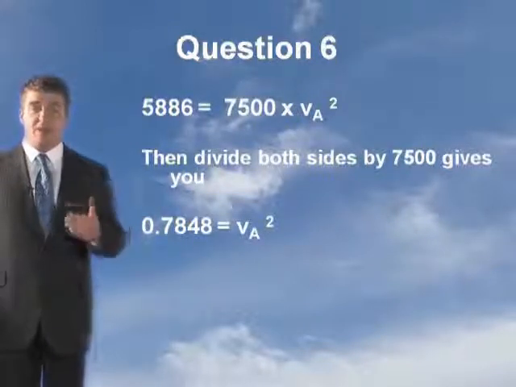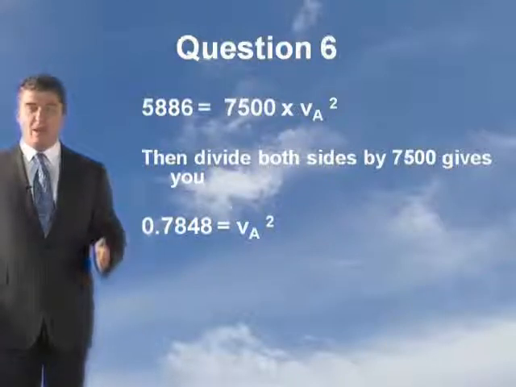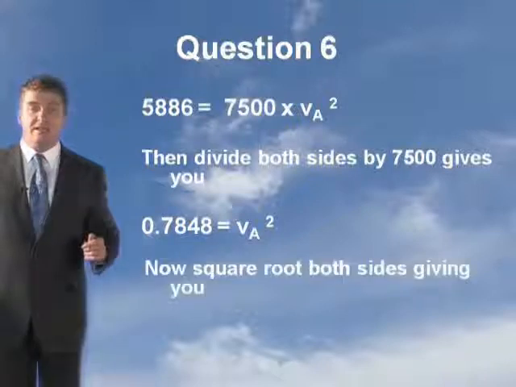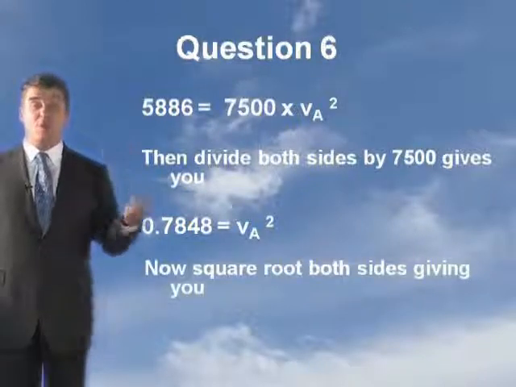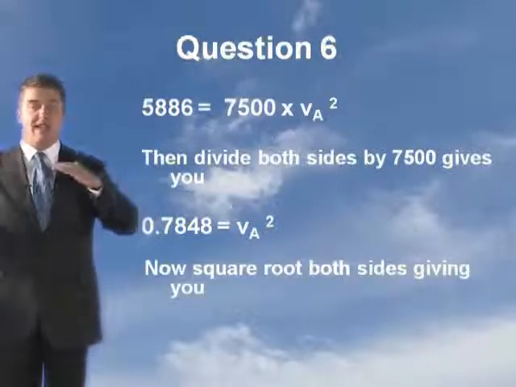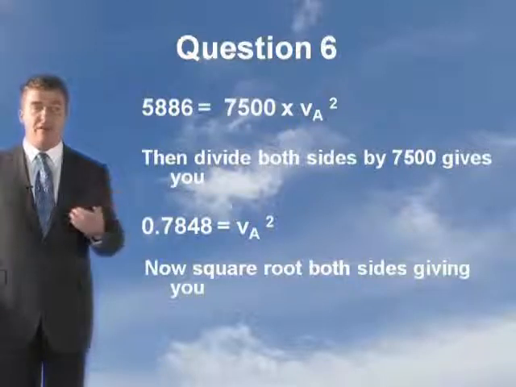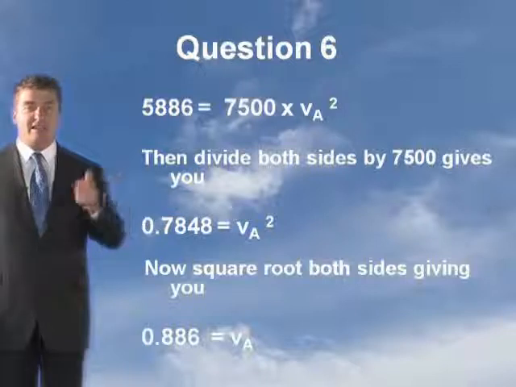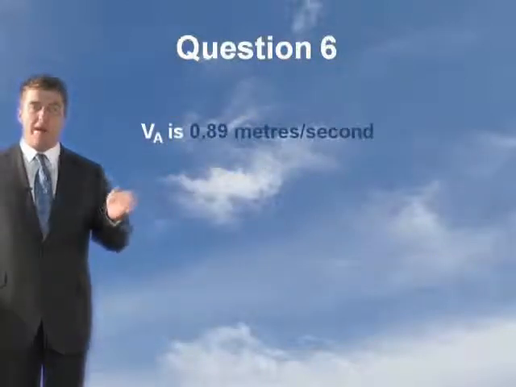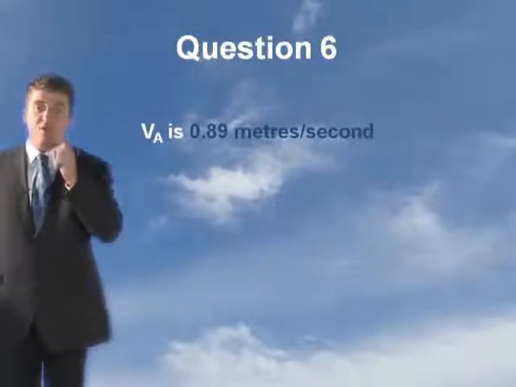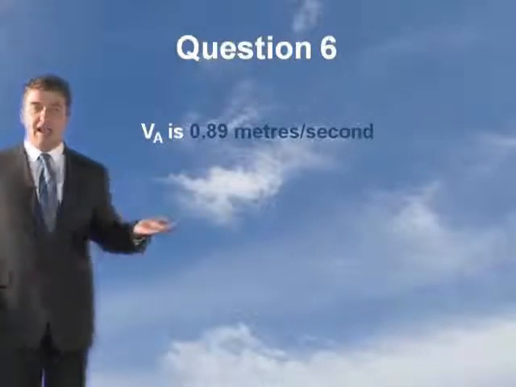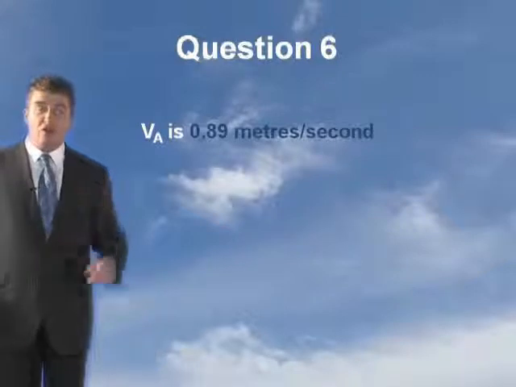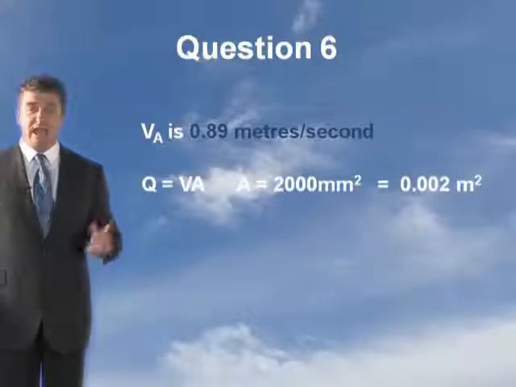0.7848 equals VA squared. We don't want to know VA squared, we want to know the velocity at A, not squared. Square root it. The opposite to a square is a square root. Square root both sides. The square root of 0.7848 equals 0.886. VA equals 0.886. Now you know the velocity at A, you can work out Q equals VA, because now you've got your known. Q equals VA.